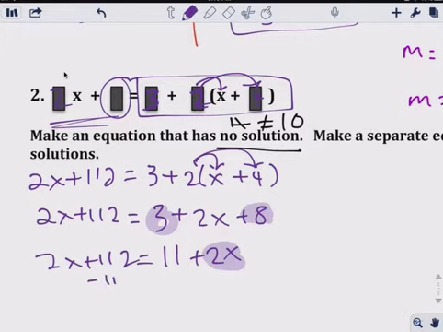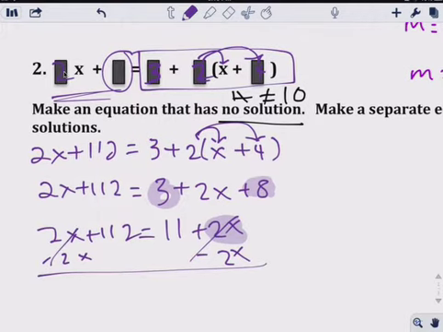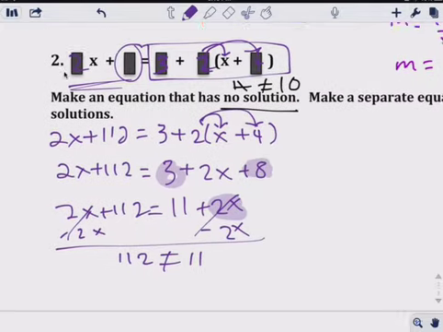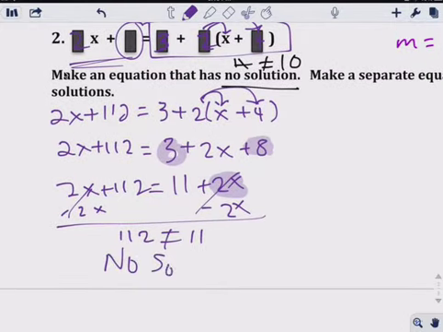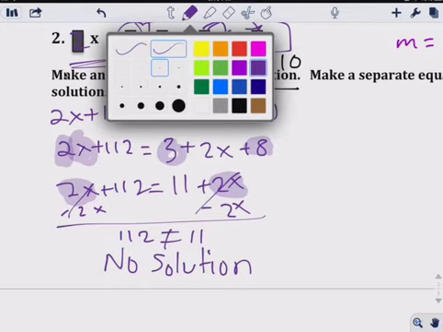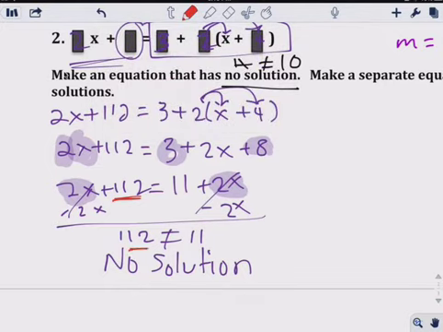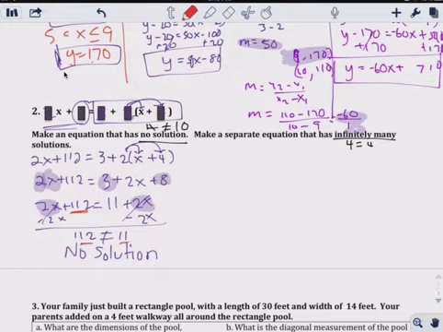Okay, minus 112. No, you don't get rid of the constant, you get rid of the variable, minus 2x. That gives you 112 does not equal 11. That's why this is no solution. The coefficients are the same. Notice the coefficients, the number next to the variable, are the same, but the constants are different, leaving them not equal to each other.